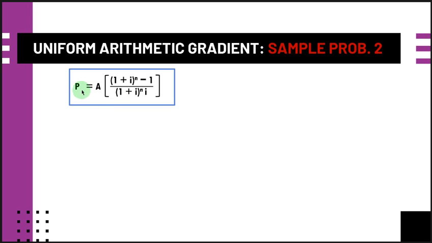So the formula for this is simply equal to the annuity, in which this A is the equivalent annual payment, and this is what we are looking for, times 1 plus i raised to the n minus 1, all over 1 plus i raised to the n times i. Okay, substituting this value of P and this i and n, we can actually get the equivalent annual payment of A.